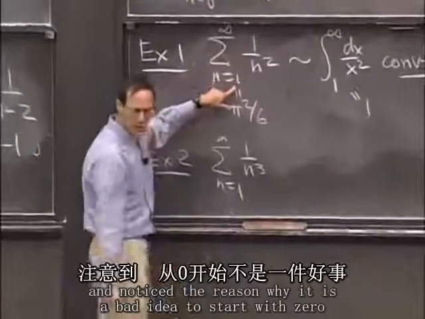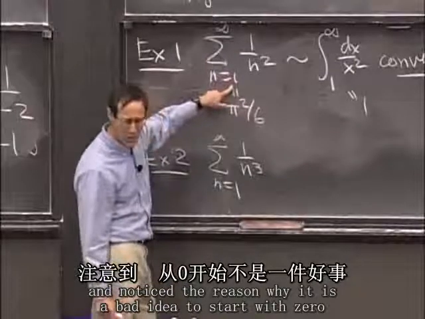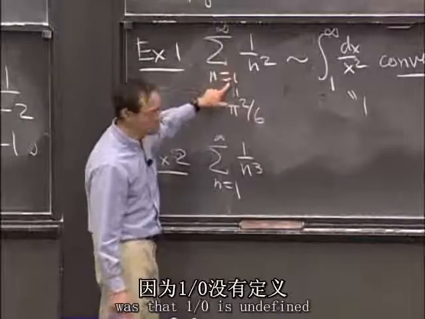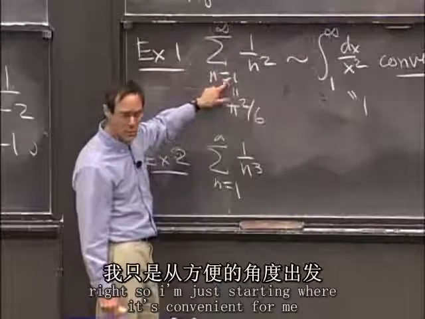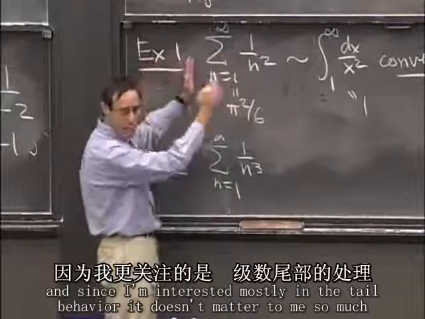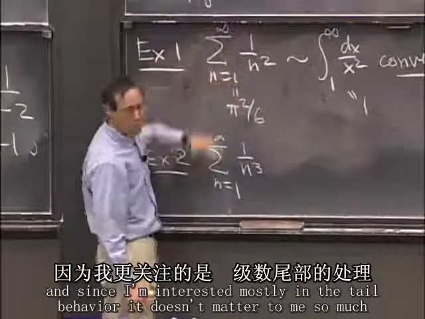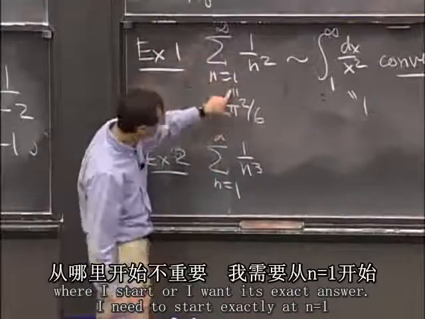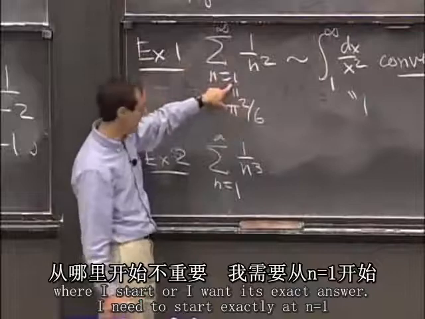And notice the reason why it was a bad idea to start with 0 was that 1 over 0 is undefined. All right, so I'm just starting where it's convenient for me. And since I'm interested mostly in the tail behavior, it doesn't matter to me so much where I start. Although if I want an exact answer, I need to start exactly at n equals 1.